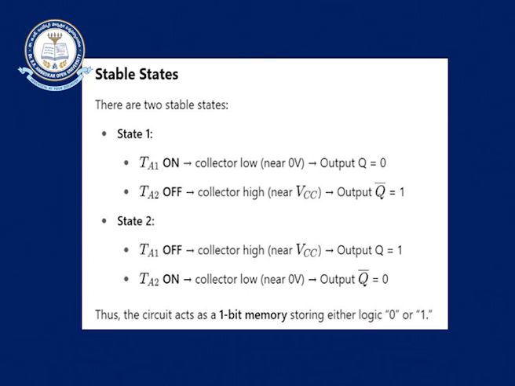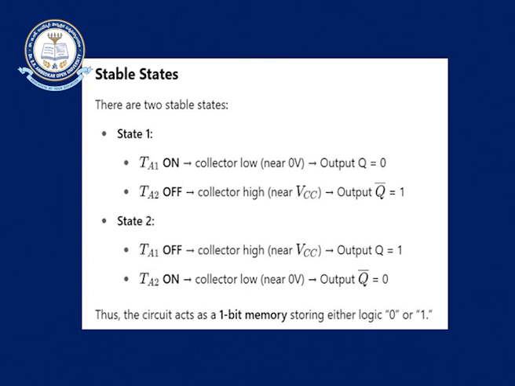Okay. So the other state, the reciprocal of this, is state 2, where transistor T1 is off, so its collector reaches the VCC voltage and the output becomes 1. In the previous condition T1 was on, so output Q was 0. If it is off, the output becomes 1. That means 0 means low, 1 means high. Okay, please understand this. And T2 is in the on condition, so its collector is low, whereas the output of the transistor, Q bar, is 0. So the circuit acts as a 1-bit memory, storing either logical 0 or else 1.